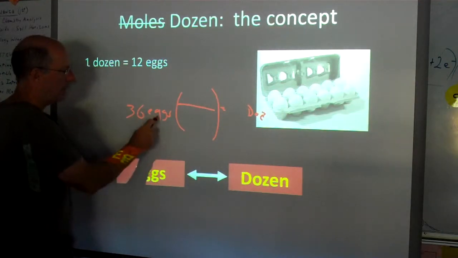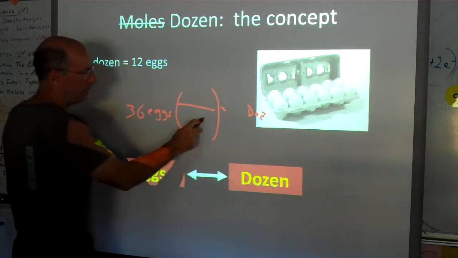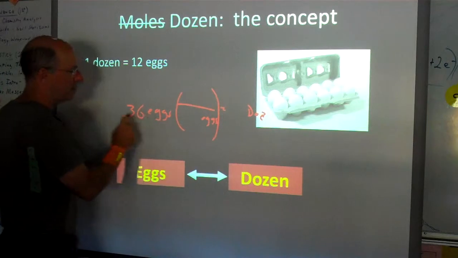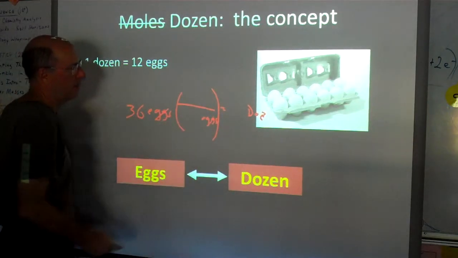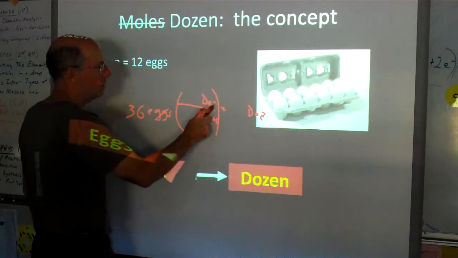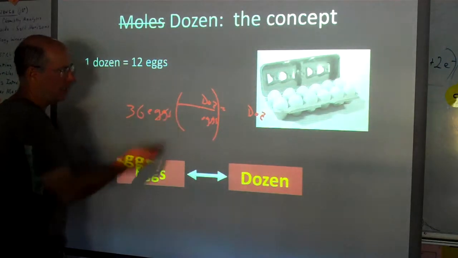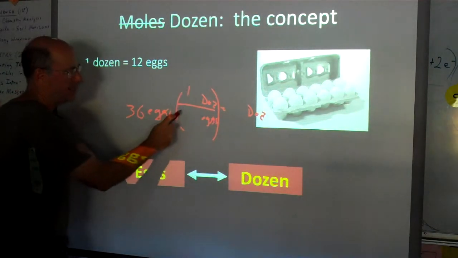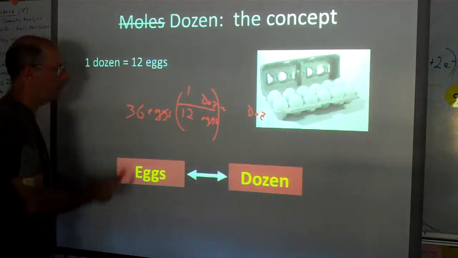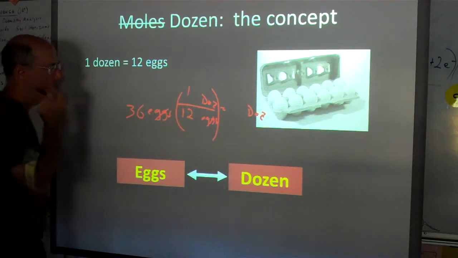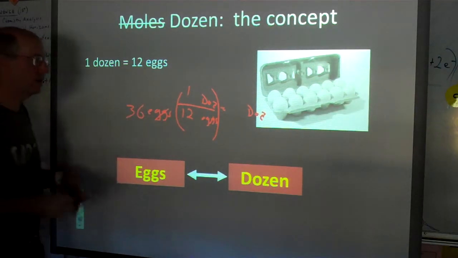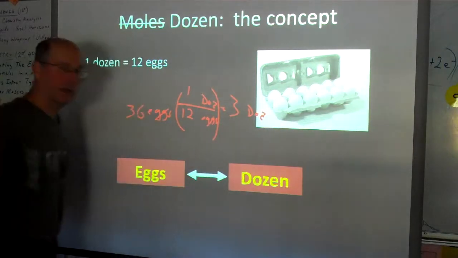We could say, well, I want to get rid of eggs as a unit, E, G, G, S. So eggs is on the top. I'll cancel that with eggs here. And I want to get dozen. And we put an equality in here. We could say 1 dozen is equal to 12 eggs. And the math is 36 times 1, which is 36, divided by 12, which is 3. 3 dozen.